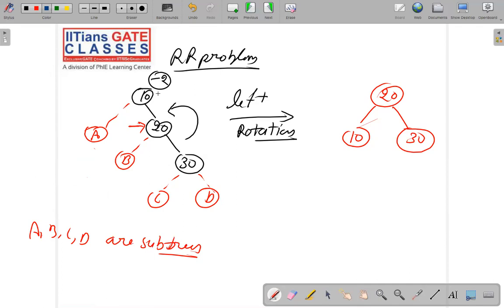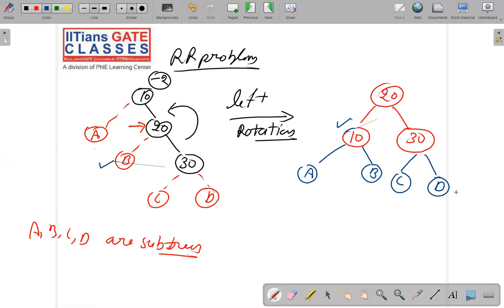Once 20 goes up, 20 had a left child, subtree B. But here 20 had 10. So what will happen to B? B will come here. And the left child of 10 will remain the same, A. And the left and right children of 30, C and D, will remain the same. Note this down. Don't try to mug it up. Try to think it through logically.